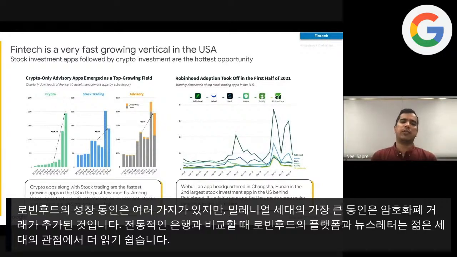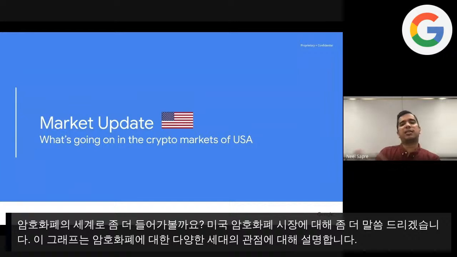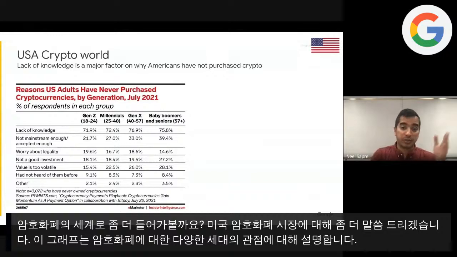So these are some very interesting points when we look at the US fintech market. Now, talking about cryptos, let's take a quick step into the world of crypto, and I'll give a couple of quick insights on the US crypto markets. One, I love this graph. This graph again talks about different generations. We have Gen Z, millennials, Gen X, baby boomers, and the reasons why they have never purchased crypto.